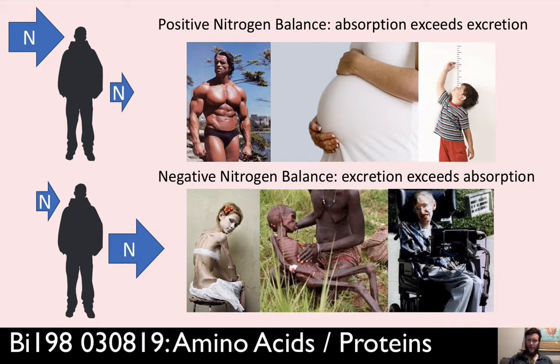It doesn't have to be anything as extreme as these three, though. It could just be Arnold Schwarzenegger, that bodybuilder in the upper corner there. It could be him after he has stopped bodybuilding and he's losing muscle mass. He would then go into negative nitrogen balance at that point. Okay, we're going to stop it there and we'll pick up next time.